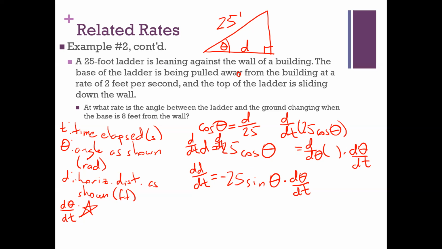What does d stand for? It's that horizontal length along the floor. How fast that distance is changing with respect to time. We have agreed that that is 2 feet per second, equals negative 25 times sine theta. Is there a way for me to find sine theta?